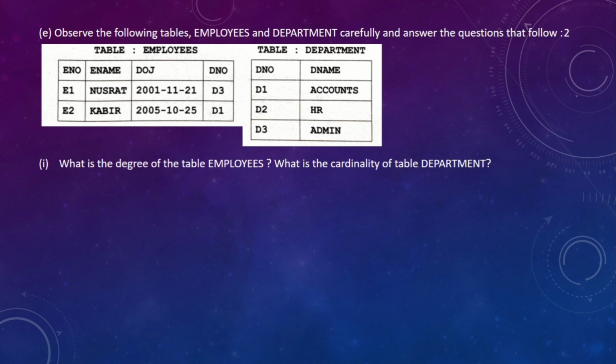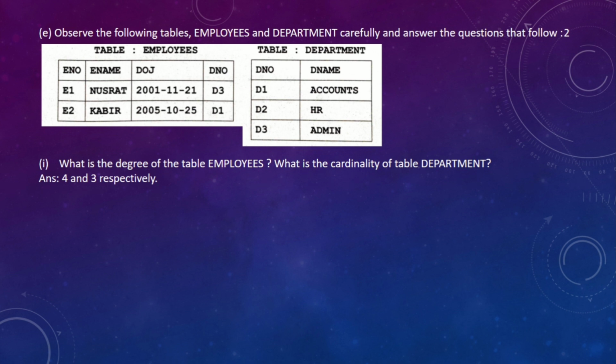What is the degree of table employees? Now what is meant by degree? Degree is the number of columns. So we can see that in the employees table there are 4 columns. Whereas if we look at the cardinality of table department, cardinality refers to the number of rows, and the number of rows is 3. So the answer will be 4 and 3 respectively. 4 is the degree of the table employees, whereas cardinality is 3 for table department.